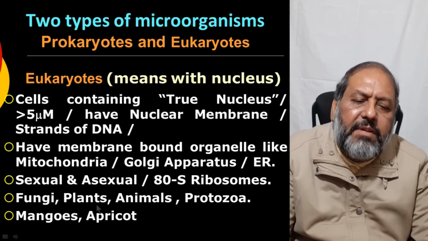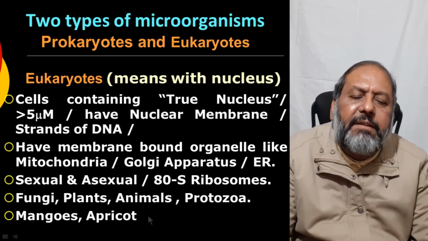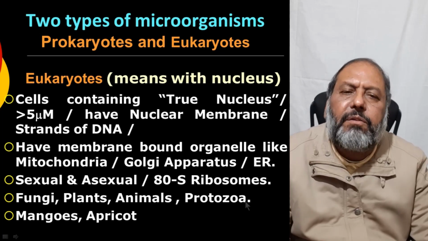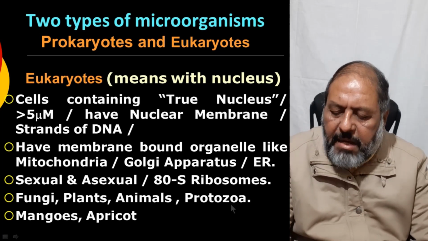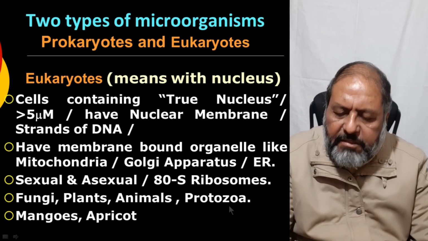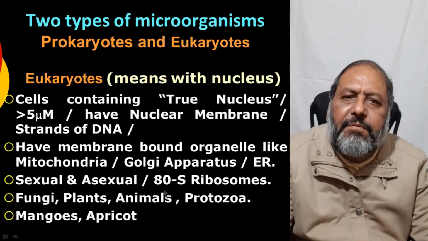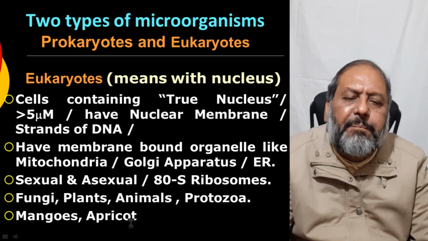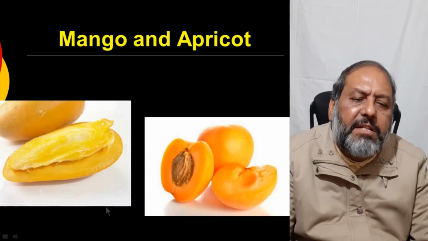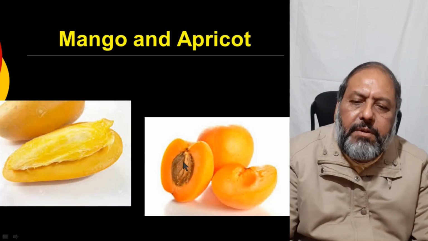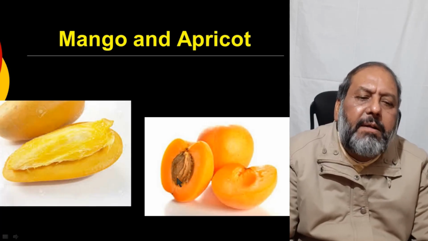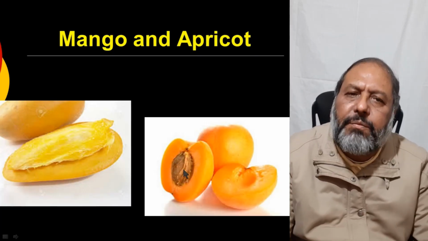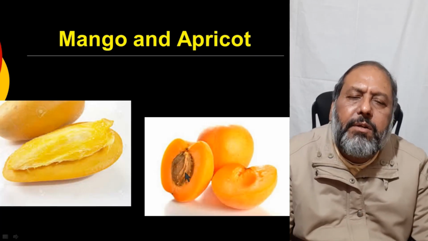Fungi, plants, animals, and protozoa are included in eukaryotes because they contain a nucleus. For a common example, one can take fruits like mangoes and apricots. As you can see, they have a seed, the mango and the apricot. These seeds one can consider like the nucleus of the cells, so these are called eukaryotes.